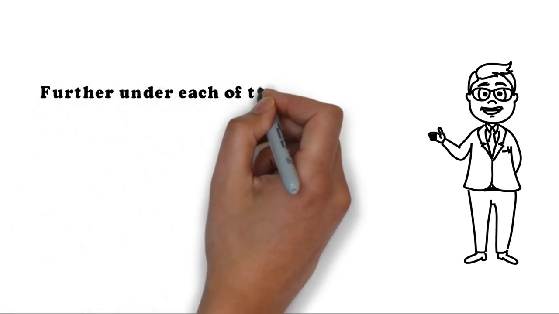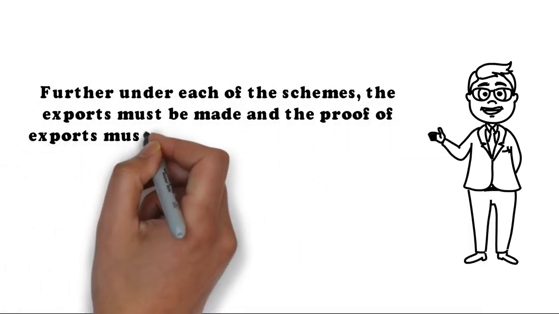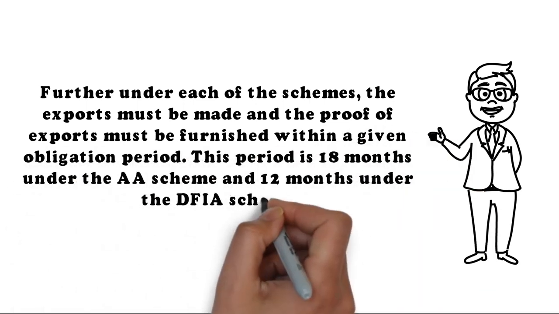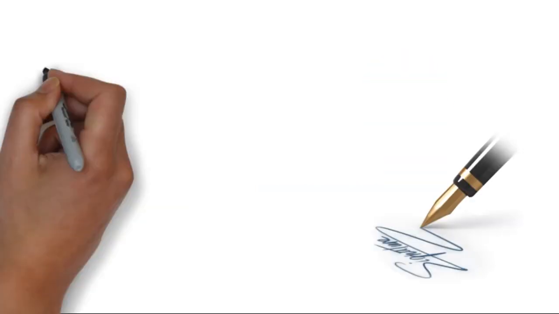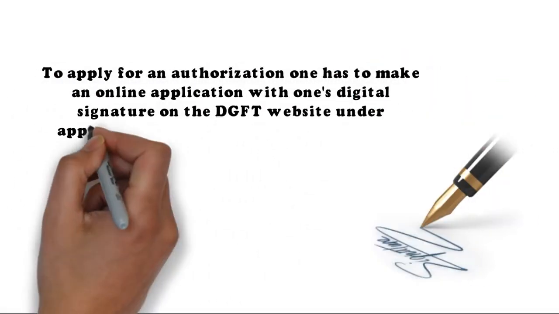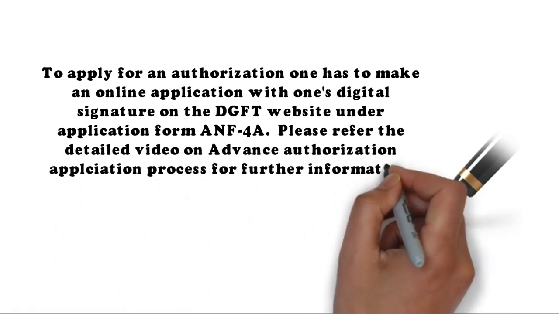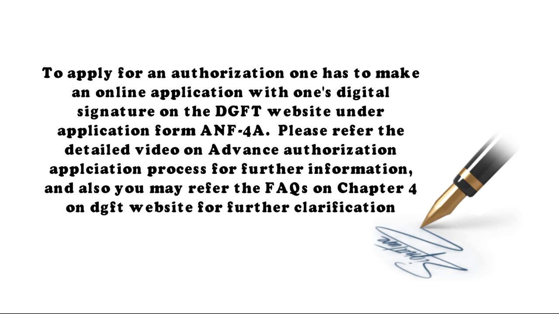2. Further, under each of the schemes, the exports must be made and the proof of exports must be furnished within a given obligation period. This period is 18 months under the AA scheme and 12 months under the DFIA scheme. How to apply? To apply for an authorization, one has to make an online application with one's digital signature on the DGFT website under application form ANF4A. Please refer to the detailed video on advance authorization application process for further information. And also, you may refer to the FAQs on Chapter 4 on DGFT website for further clarification.